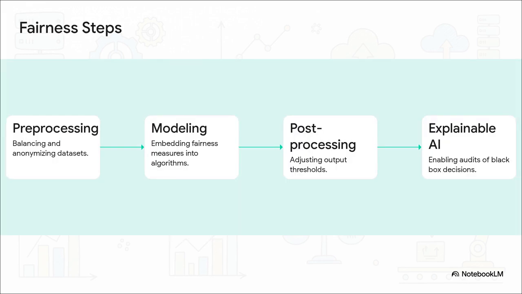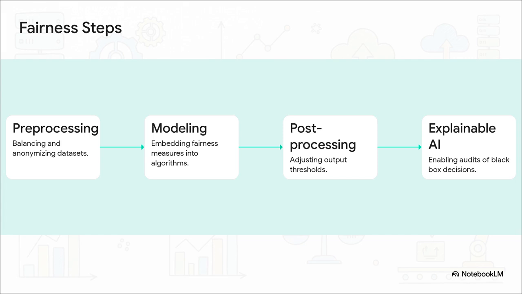Let's break those interventions down into 4 precise steps that organizations have to take. Step 1 is data pre-processing. This means actively balancing and anonymizing your data sets before the model even sees them, so you aren't feeding it skewed history. Step 2 is modeling methods, actually embedding fairness metrics directly into the algorithm's math, essentially punishing the model during training if it acts discriminatorily. Step 3 is post-processing, tweaking the final output thresholds to actively reduce disparate impacts across different demographic groups. And finally, Step 4 is explainable AI or XAI.